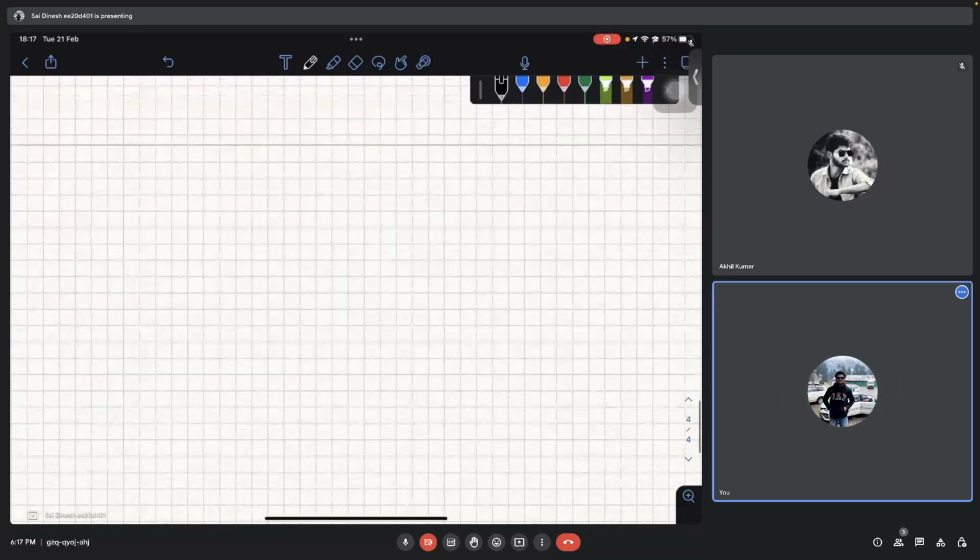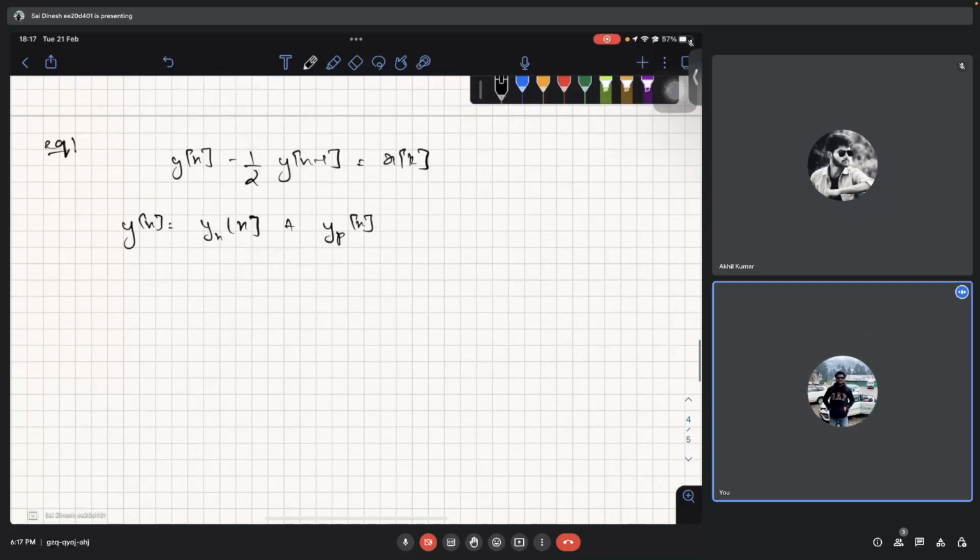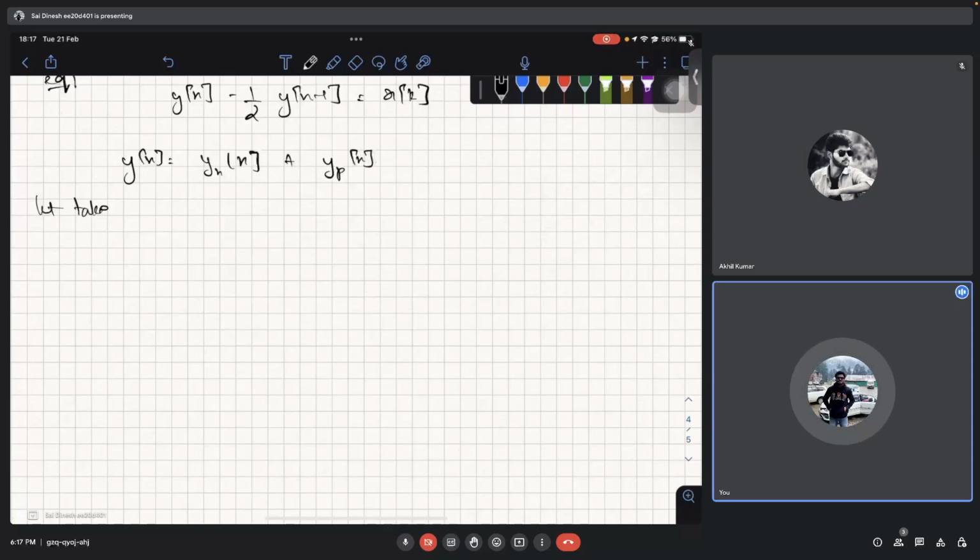Let's take another example from the textbook, which is y of n minus half of y of n minus 1 is equal to x of n. Again, even in the discrete case, we have both a homogeneous solution and a particular solution. So let's take the input as x of n is equal to k times delta of n, with the initial rest condition.